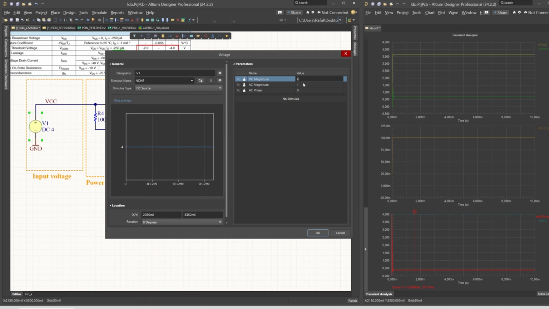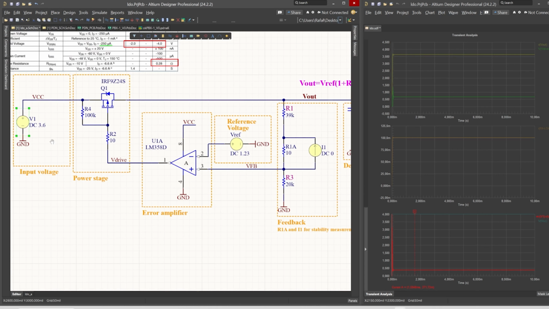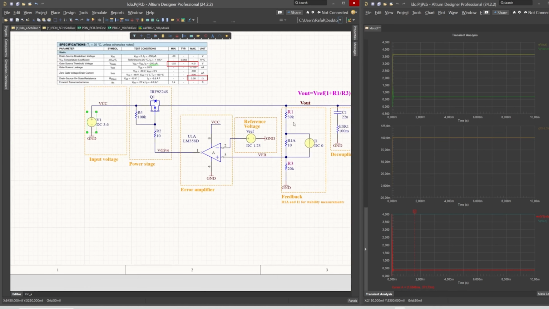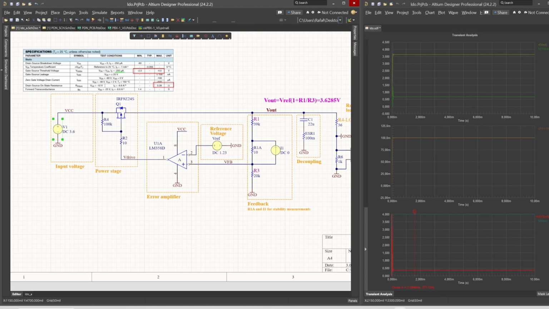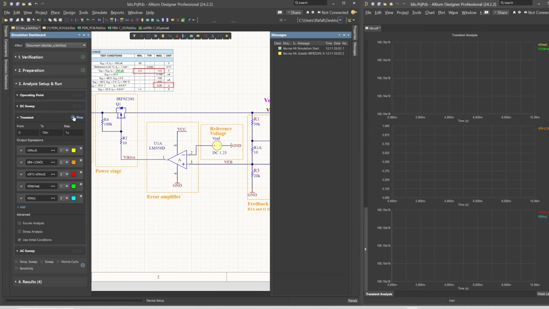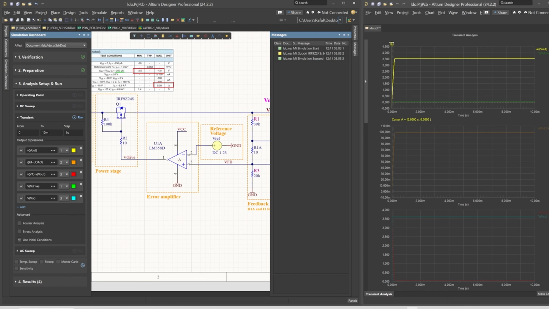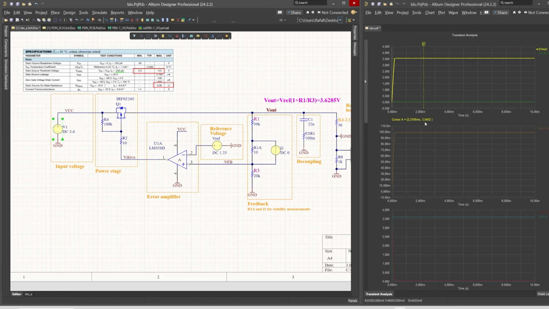Let's reduce it even further. Let's reduce it to 3.6. Let's see what happens. This is definitely way too low, because the output is set to be 3.62. So the output voltage will not be the same as before. Now it's 3.54. As you can see, it's below the regulation, but there is no chance to keep the regulation when the input voltage is lower than the output voltage set by the resistors.